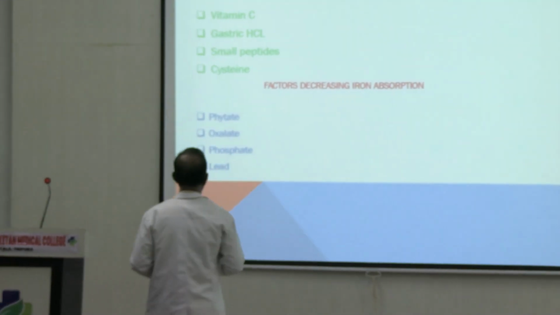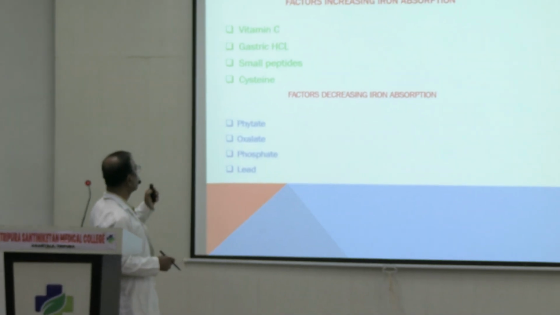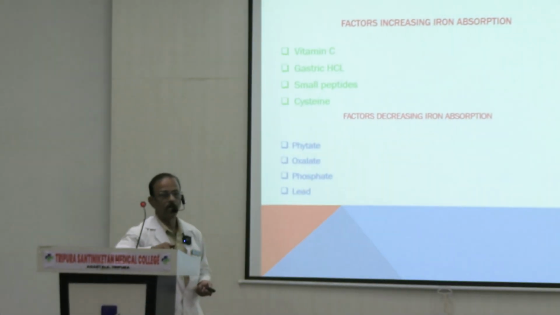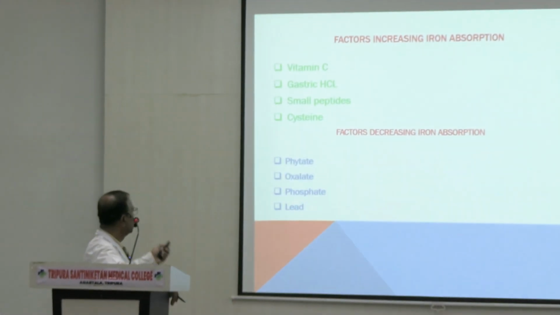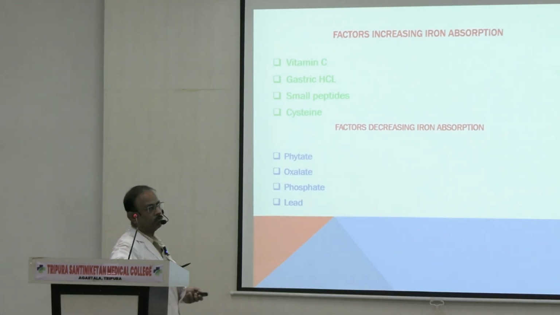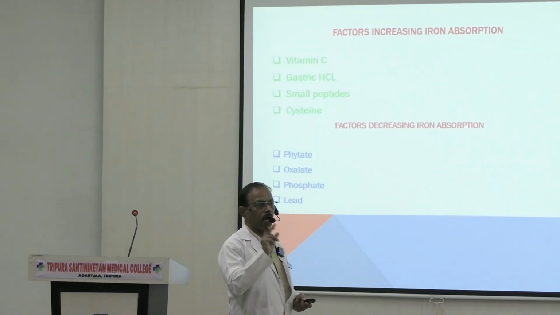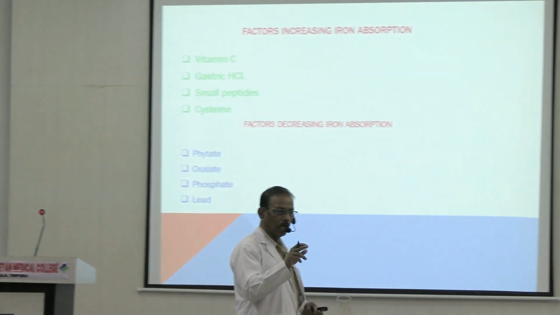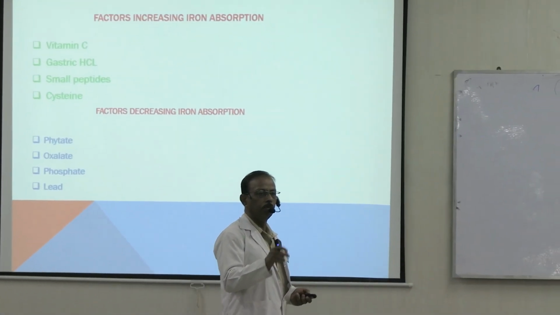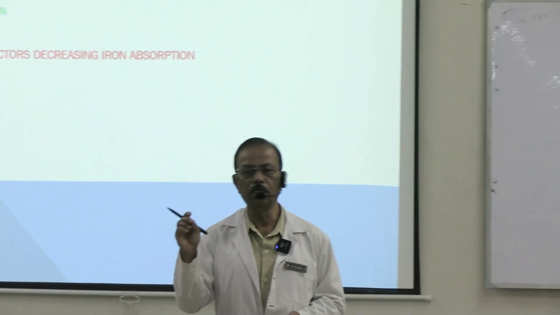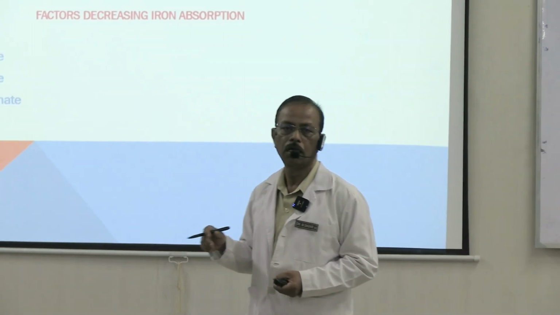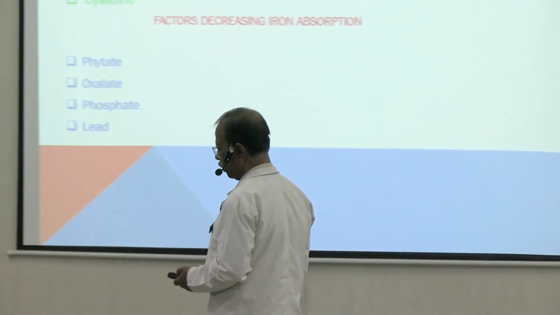Vitamin C, gastric hydrochloric acid, small peptides, cysteines, they facilitate iron absorption. Phytates, oxalate, phosphate, they decrease iron absorption. So when we give iron to a patient having anemia, we give vitamin C along with the iron so that better absorption of iron occurs.